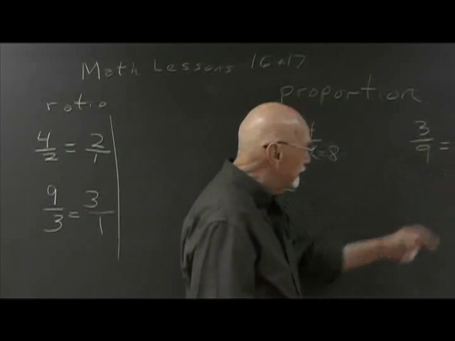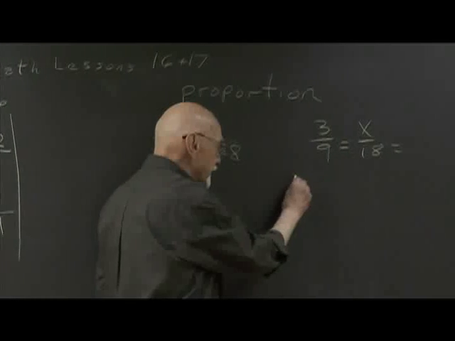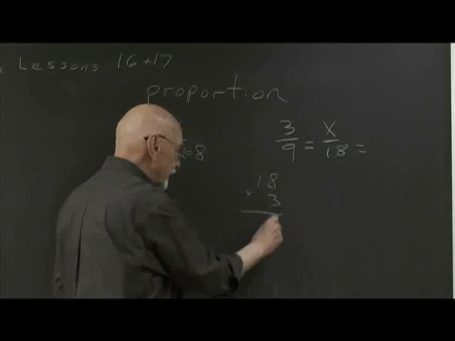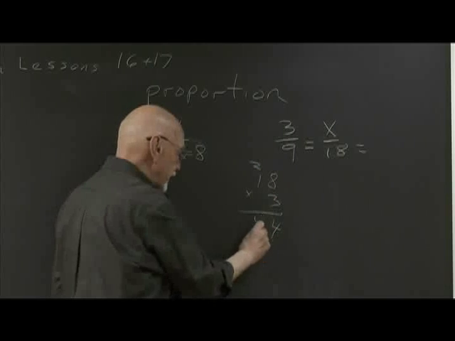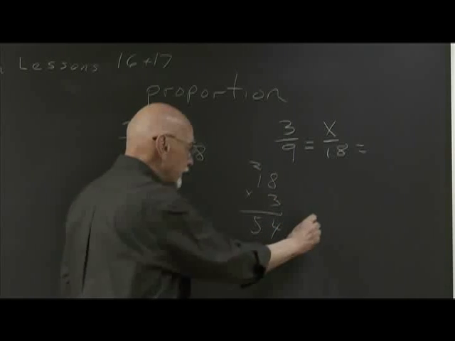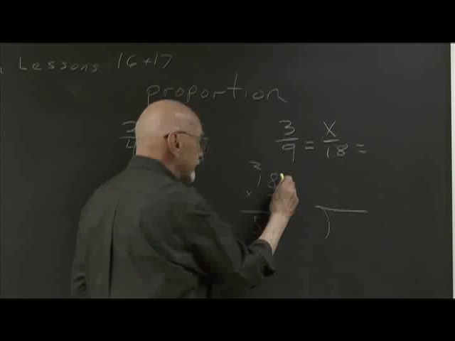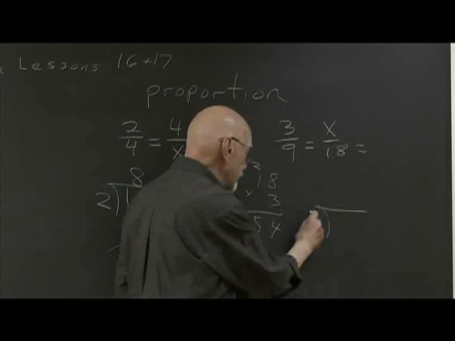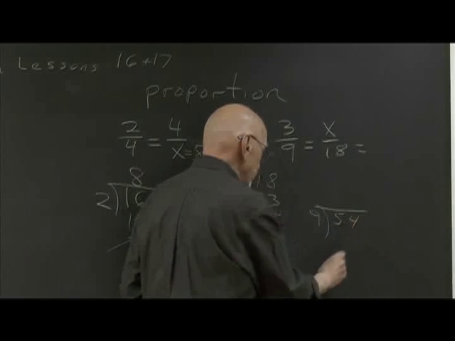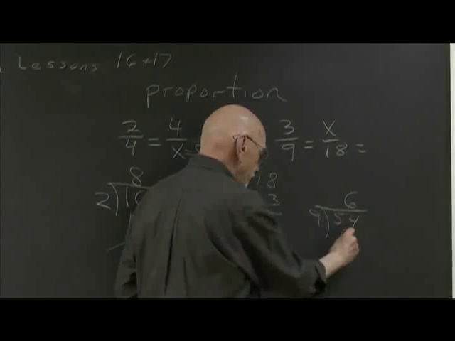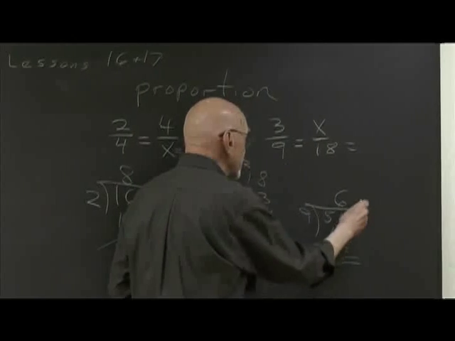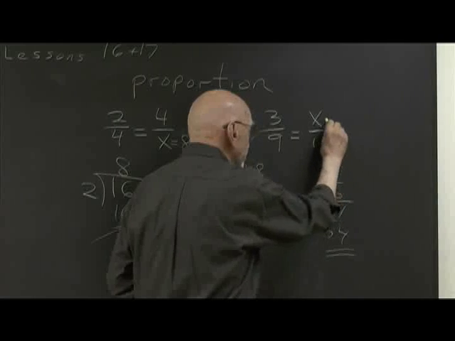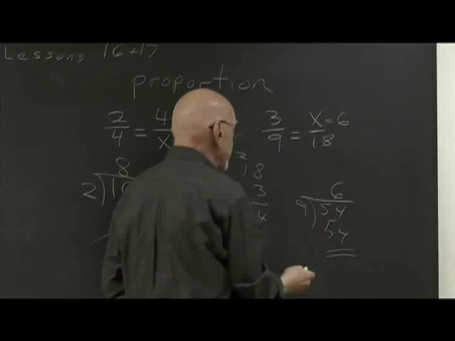And here we have 3 times 18, 24, carry 2, 3 and 2 are 5, 54, to be divided by the one that has nothing across from it, which is 9. So you know that 6 times 9 is 54, so that's an easy one too. The X equals 6.